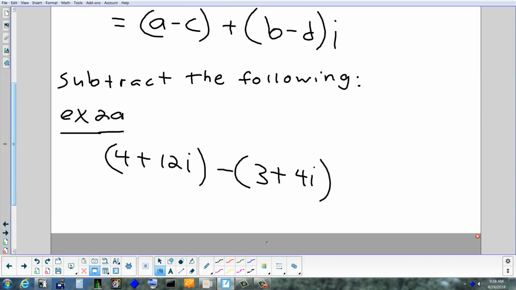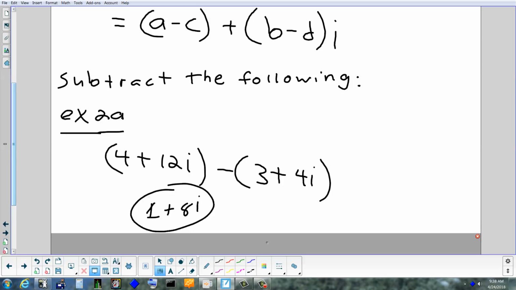Okay, so let's try this one. We've got 4 plus 12i minus 3 plus 4i. Okay, how about Marisha, what would I get for my real part? 1. Yep. 4 minus 3 gives me 1. How about my imaginary part? 8i. Yep. 12i minus 4i is 8i. So 1 plus 8i. Okay. Any questions on that?